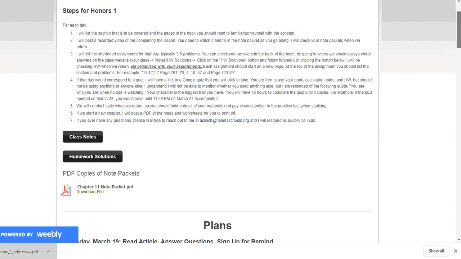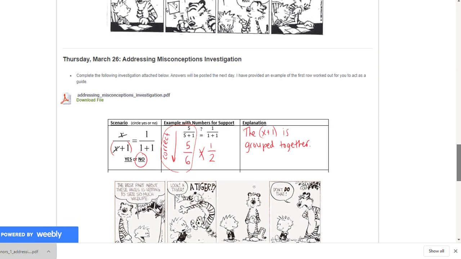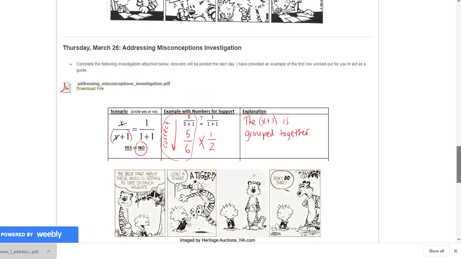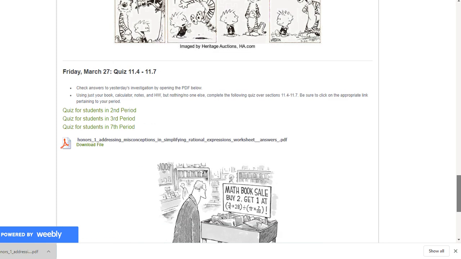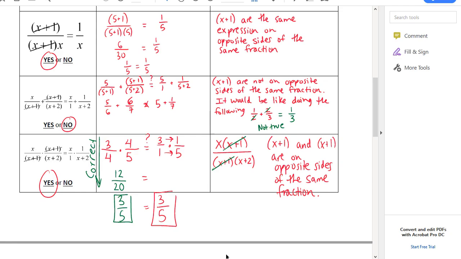If you follow along with the plans for each day, on the Thursday before we took our quiz, I had you doing a little investigation, and I said in there I would post the answers the next day, and I did. They were right here. So if you read the directions, the first thing I told you was to check your answers to the investigation, and I posted. If you click on that PDF, it looks like this right here.